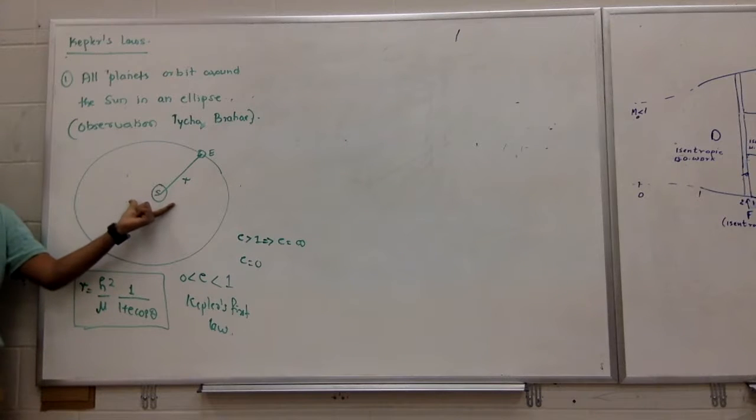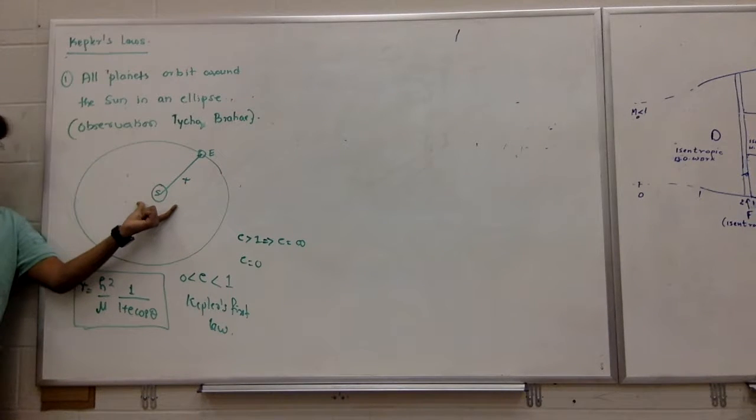What Kepler observed was, what was the range of E for Kepler's observation? 1 to infinity? Greater than 1? No, guys. 0 to 1. I mean 0 to infinity. Guys, listen to my question. Don't look at your cell phones.